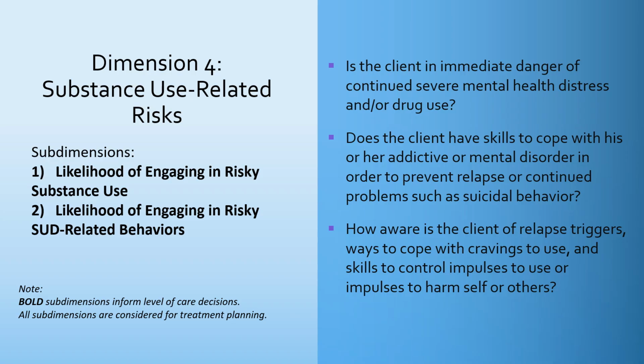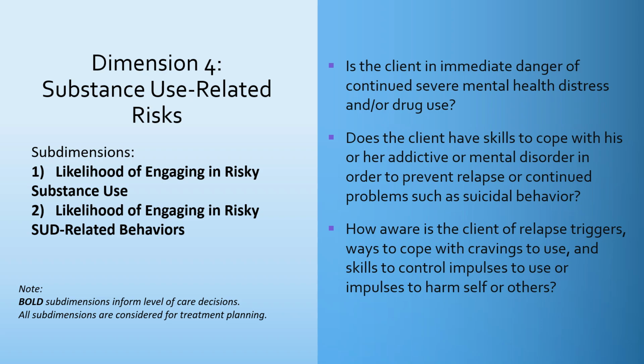The subdimensions here are both in bold. So the likelihood of engaging in risky substance use and engaging in risky substance use disorder related behaviors. So one way of thinking about this is, after the assessment, if the person was to just go back on the street or go back home, what would that look like?